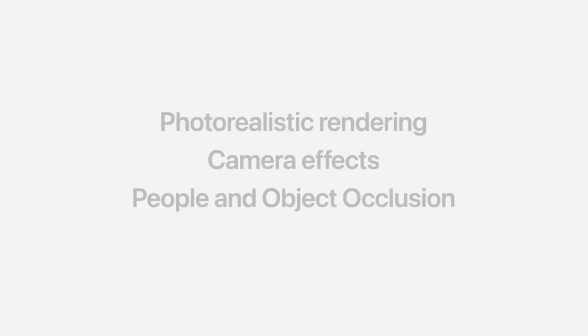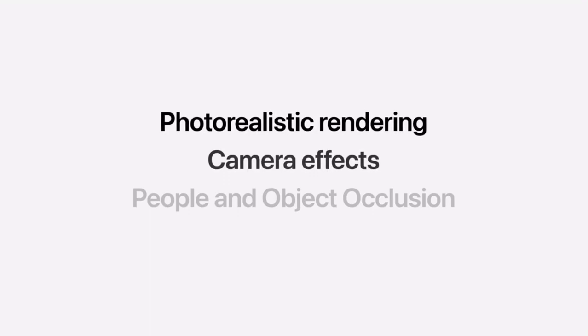Reality Kit makes rendering immersive AR experiences simple, featuring photorealistic rendering and camera effects like noise and motion blur. Reality Kit also takes advantage of our latest hardware, like the LiDAR scanner, which enables virtual objects to behave just like they were really there with people and object occlusion. And it's all written in Swift.